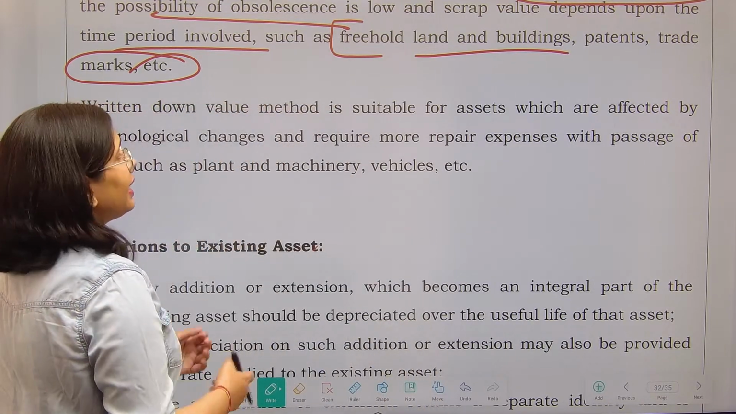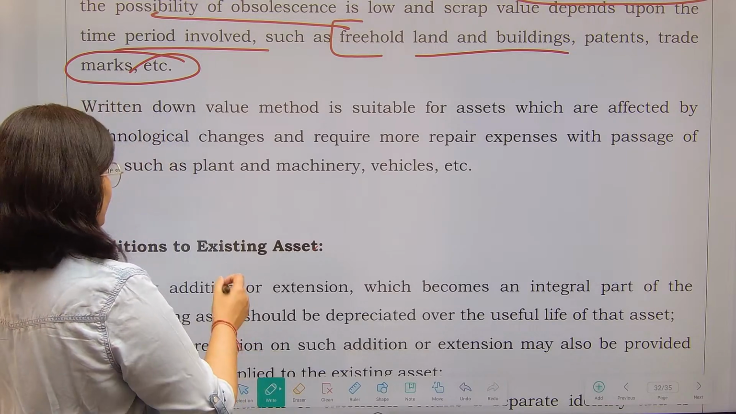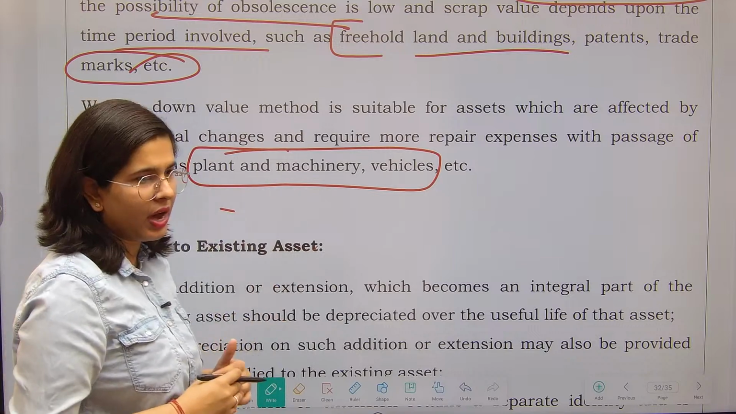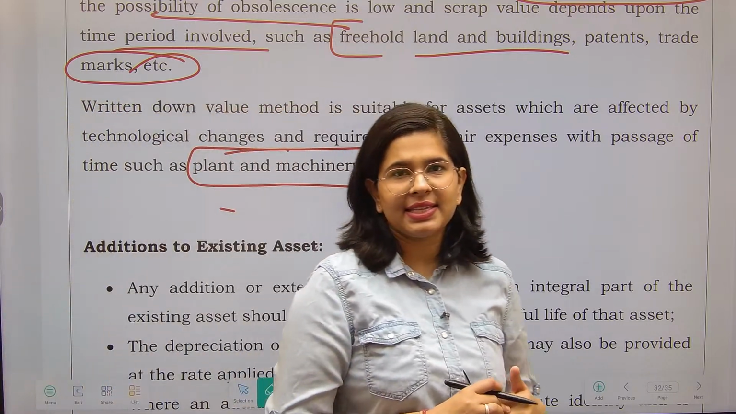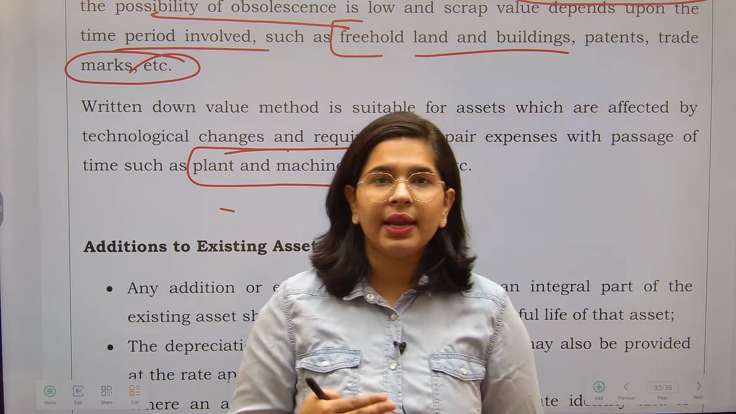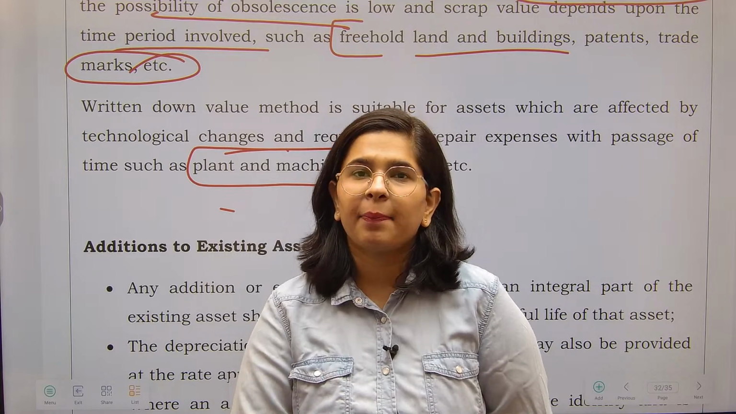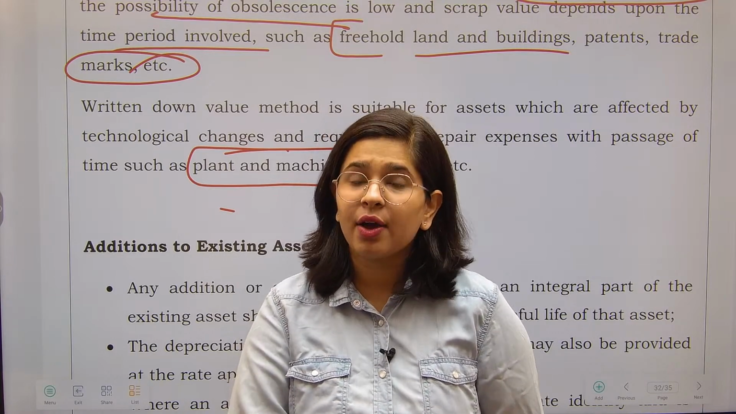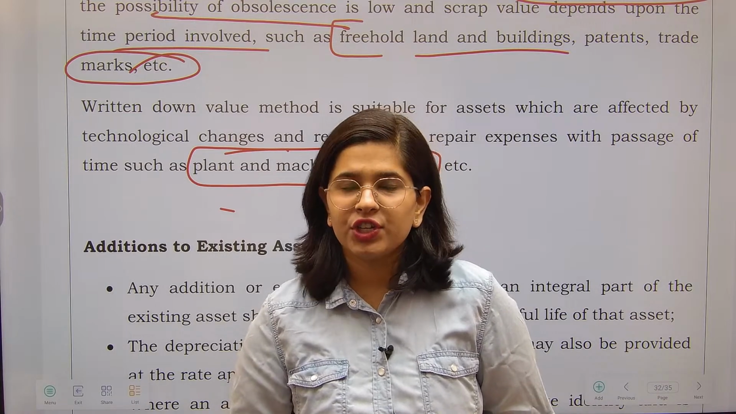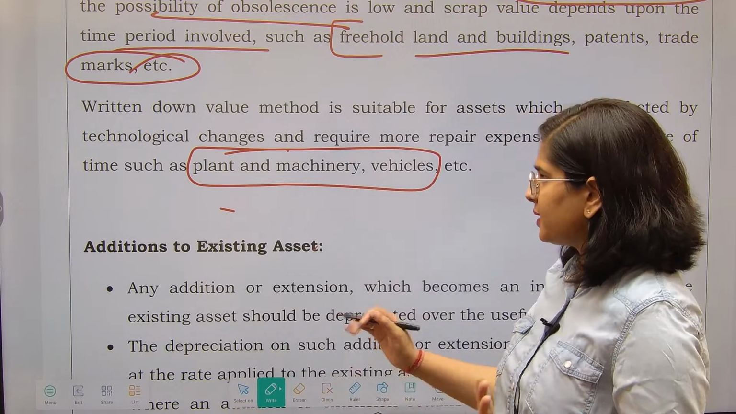See over here, the written down value method, for which kind of assets is it suitable? It is suitable for assets like plant and machinery, vehicles, etc. In this method, if your repair expenses are increasing over time, then in that situation, which method should you adopt? The WDV method. Okay? So it has been done.